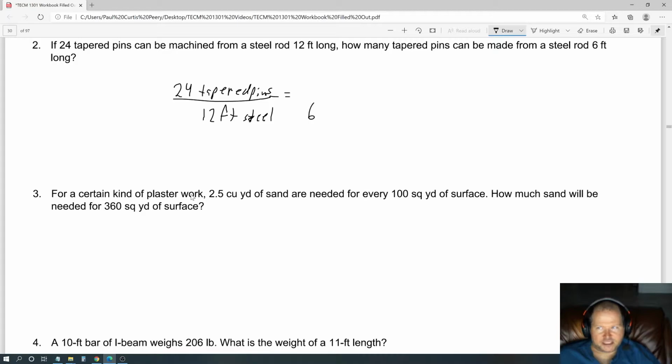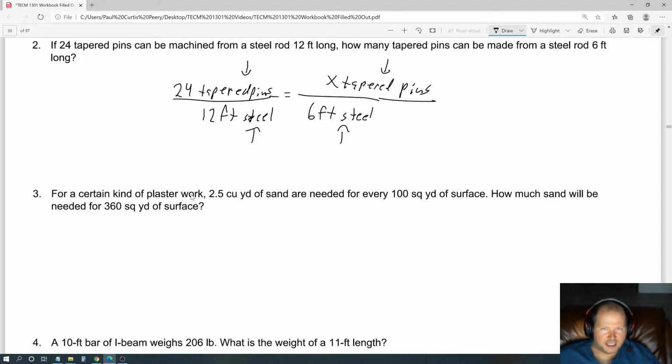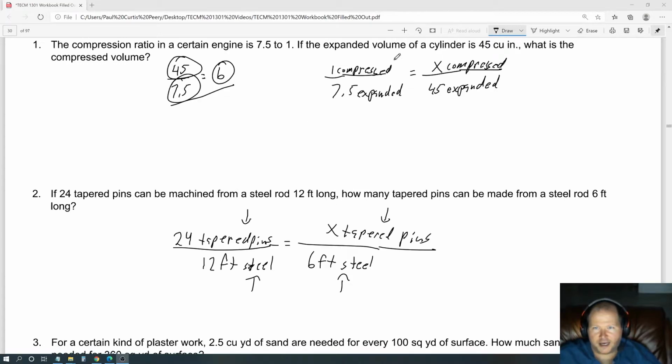And then what happens is, well, they say we only have a 6-foot steel rod, right? And the question is, well, how many tapered pins can we make out of that? And I'm just labeling everything to show you. So we put the taper pins on top, make sure the units match. On the bottom we put feet of steel, right? And then we would cross multiply and then divide if we were to do it this way.